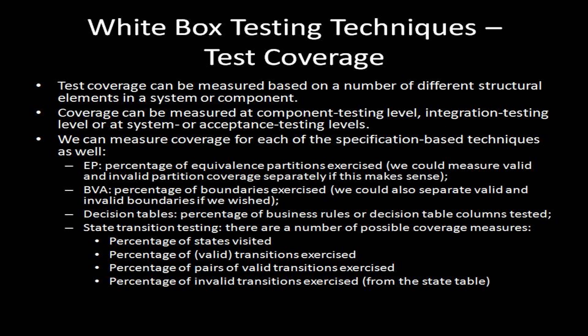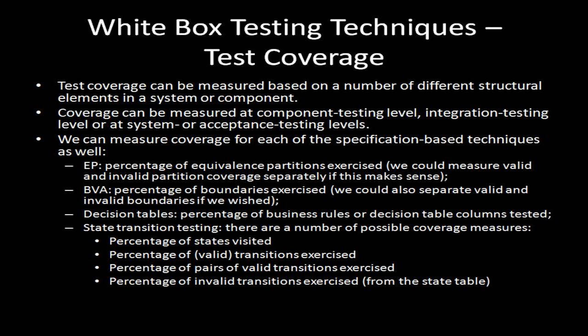Test coverage can be measured based on a number of different structural elements in a system or component. Coverage can be measured at component testing level, integration testing level, or at system or acceptance testing levels. For example, at system or acceptance level, the coverage items may be requirements, menu options, screens, or typical business transactions. Other coverage measures include things such as database structural elements, records, fields, and subfields, and files. At integration level, we could measure coverage of interfaces or specific interactions that have been tested. The call coverage of module, object, or procedure calls can also be measured.